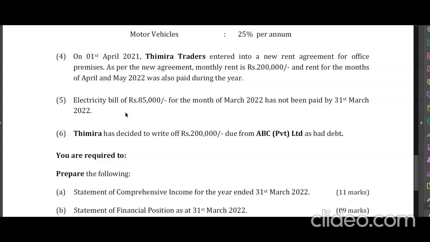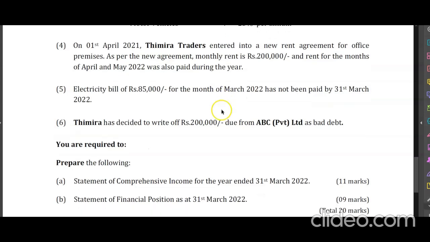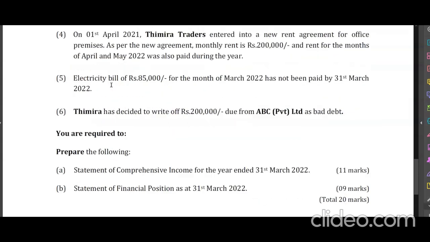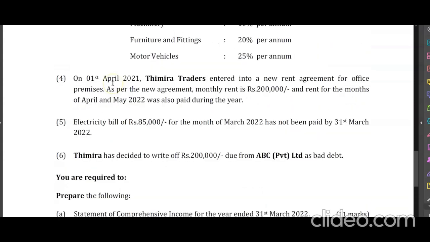Right. Sixth point, Thimira has decided to write off 200,000 due from ABC Private Limited as bad debt. So he is a customer. ABC Private Limited is a customer, and Thimira, the owner, has decided to write off 200,000 from his total outstanding. So this is an explanation for all additional points, and now we'll start to do the question.